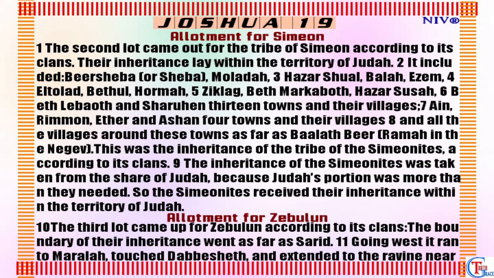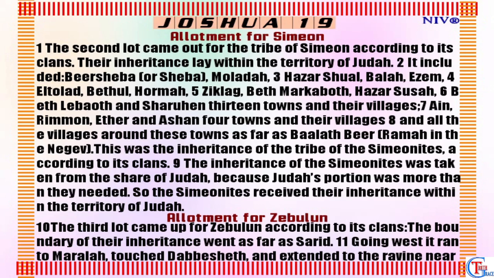This was the inheritance of the tribe of the Simeonites according to its clans. The inheritance of the Simeonites was taken from the share of Judah because Judah's portion was more than they needed, so the Simeonites received their inheritance within the territory of Judah.